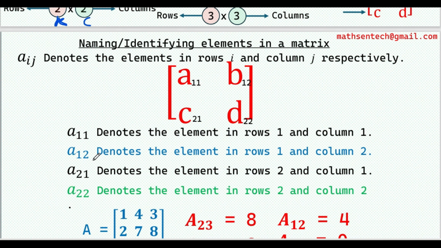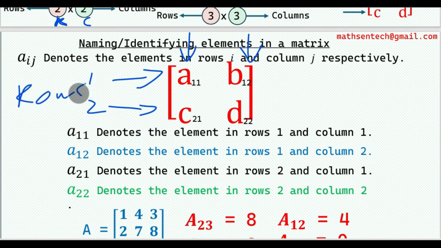The same thing applies. You start with the rows, then you go to the columns. Position B is in the first row and the second column. That's why it's B12. So 1, 2 in this case represents the position, meaning the first row, the second column. The first column is here, the second column, the first row, the second row. These are rows, and of course up here we have the columns.